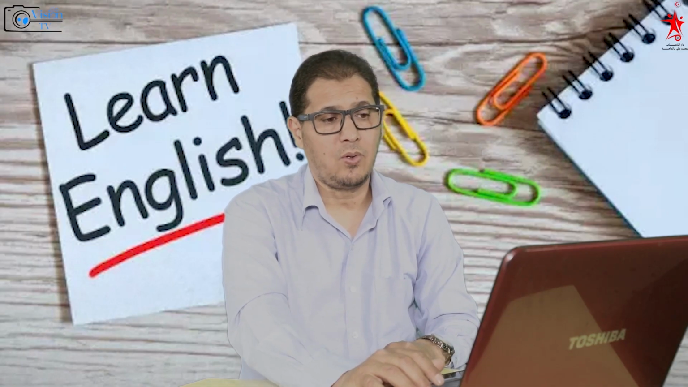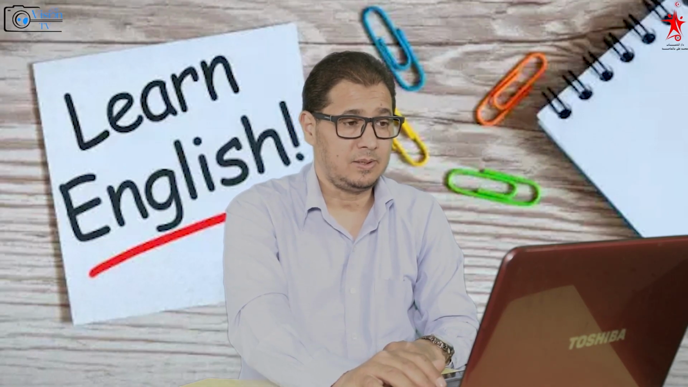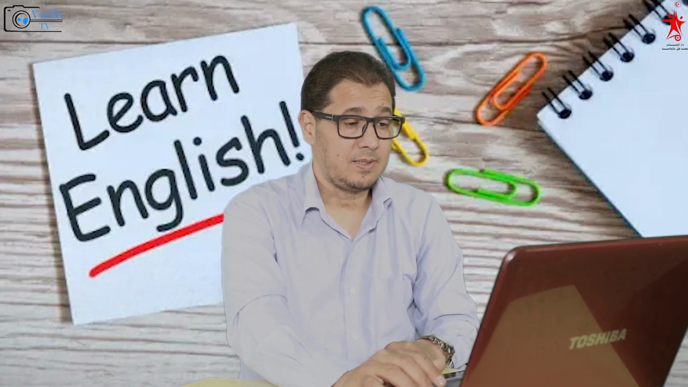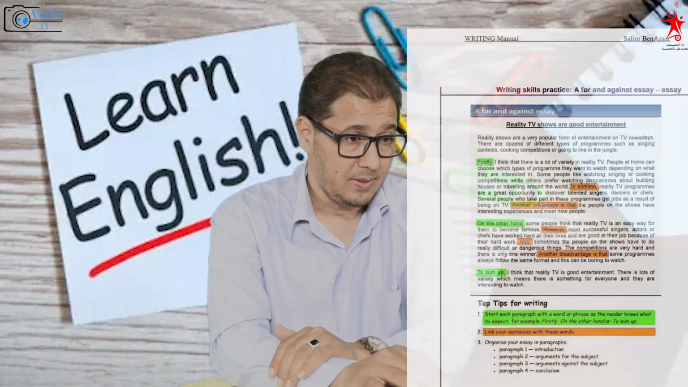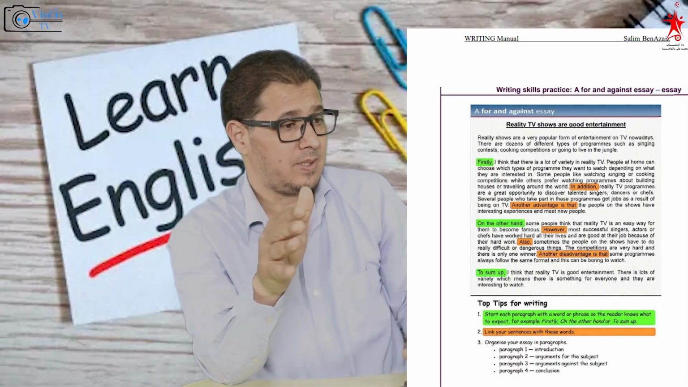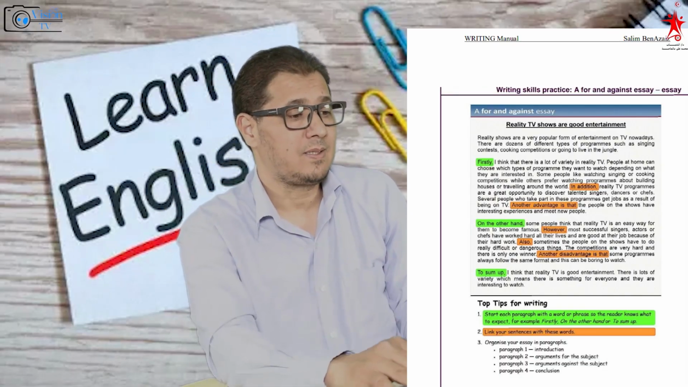There's an example of a for and against essay here about reality TV shows. Reality TV shows are good entertainment. Let's see the example. And we said for and against means it gives us the positive side and the negative side of the essay, or advantages and disadvantages, benefits and drawbacks, like this.